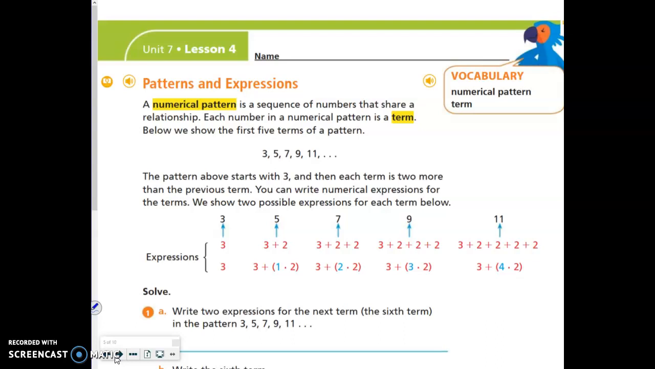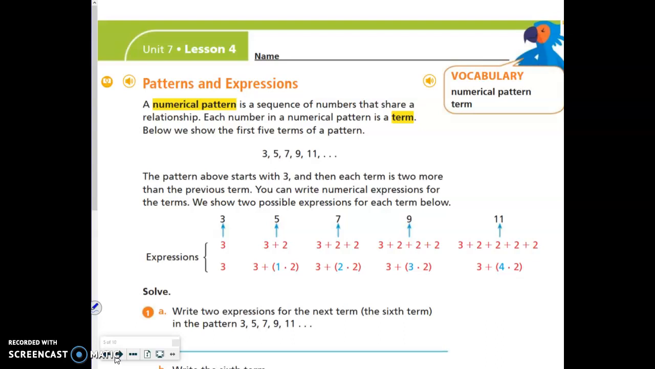A couple of things I want to touch on today are the two vocabulary words at the top of this page, which are a numerical pattern and a term. I know you have been doing patterns since basically kindergarten. Even just counting in general is a pattern. Okay, you're going up by one. So 1, 2, 3, 4, 5 means you're simply going up in consecutive order. That would be a pattern.